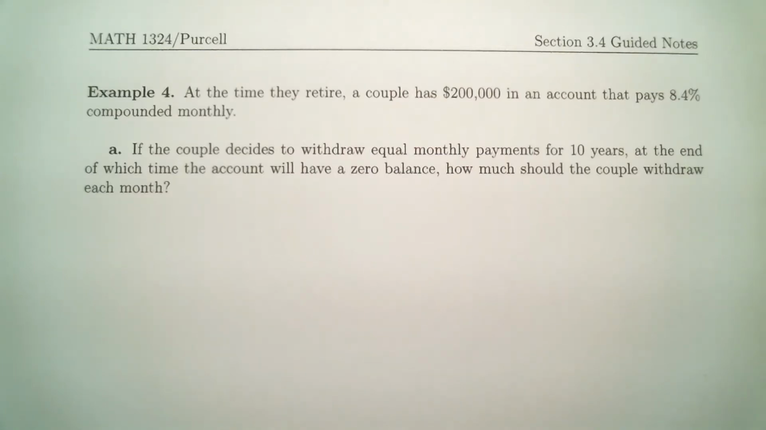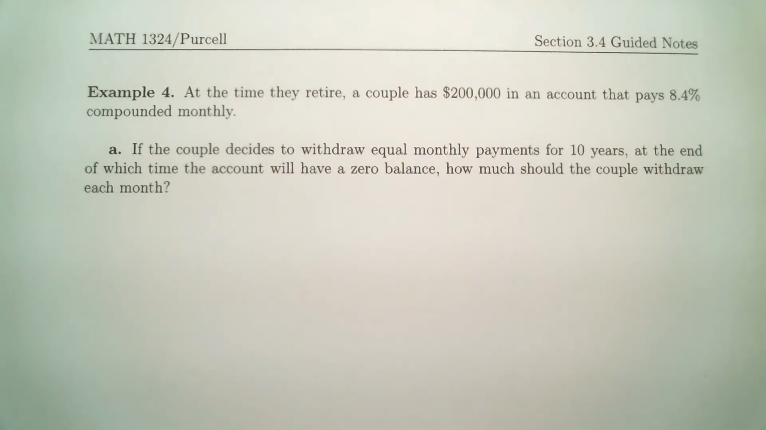Example 4 is going to be about a couple that has saved for retirement and now they are retired and they want to start taking money out of their retirement account. Once you retire and you start taking money out of your retirement account, that is a classic example of having to use the present value of an annuity formula, because you will be receiving regular payments out of your retirement account.